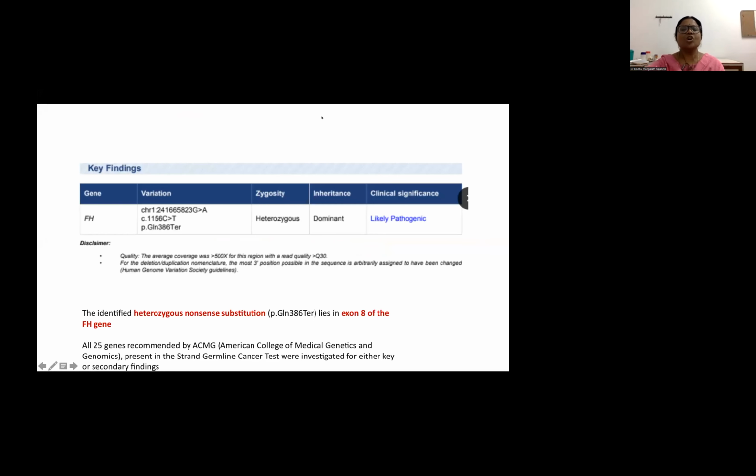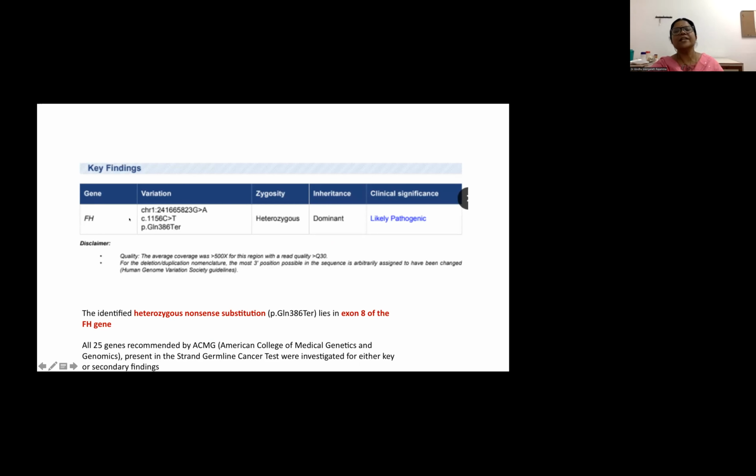the clinician decided to send the sample of the child. The blood sample was sent for a germline evaluation. And this is what we got. About 25 genes, as recommended by the American College of Medical Genetics and Genomics, were evaluated to rule out a hereditary predisposed renal tumor. And this is what we got.